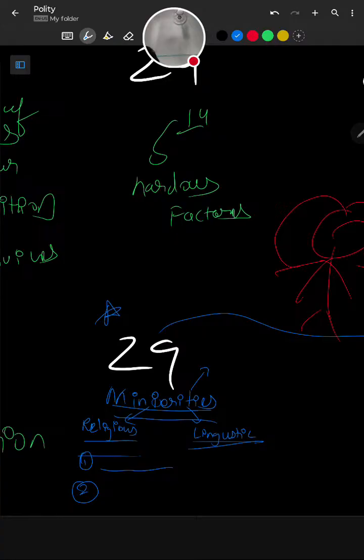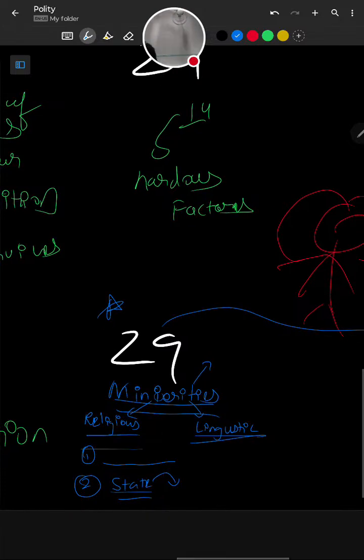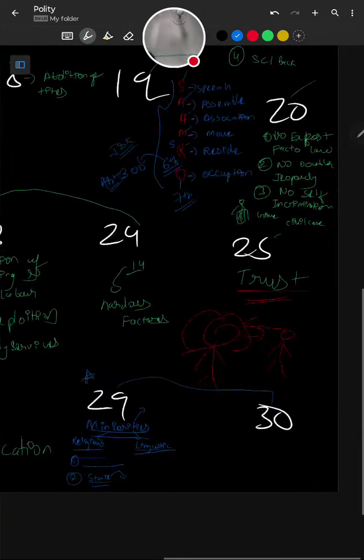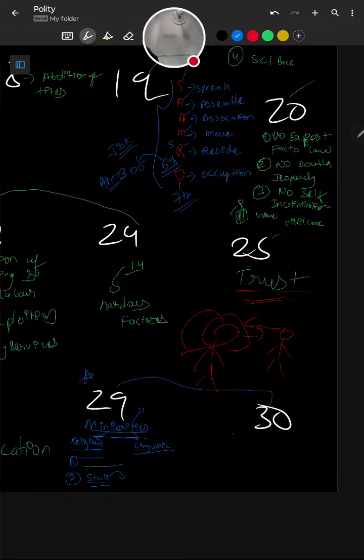The second one says no citizen shall be denied admission in any educational institute maintained by the state. That's what I told you in Article 28. So any institute which is maintained or funded by the state can't go on with one religion, dharma. In any institute funded by the state, followers of any religion, like Hindu, Muslim, or Sikh, can go in there. That is Article 29.